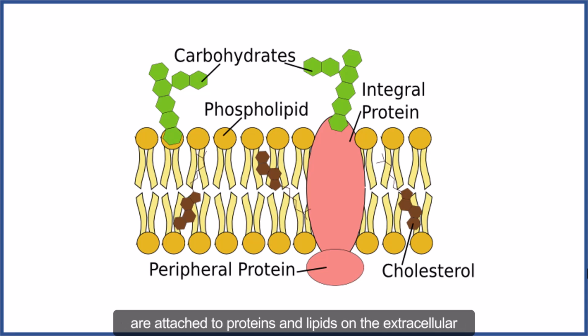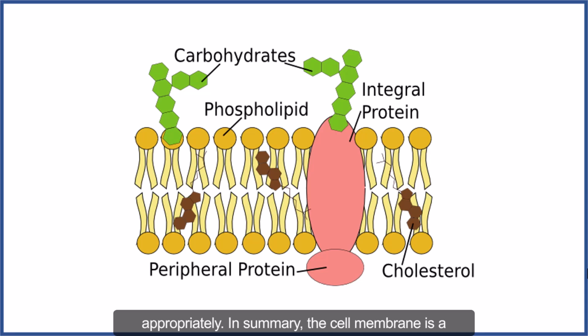Carbohydrates are attached to proteins and lipids on the extracellular surface of the membrane, forming glycoproteins and glycolipids. These carbohydrate chains play crucial roles in cell recognition and communication. They act as markers that help cells identify each other and interact appropriately.